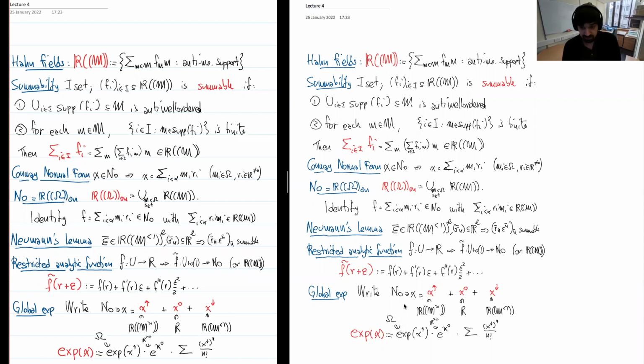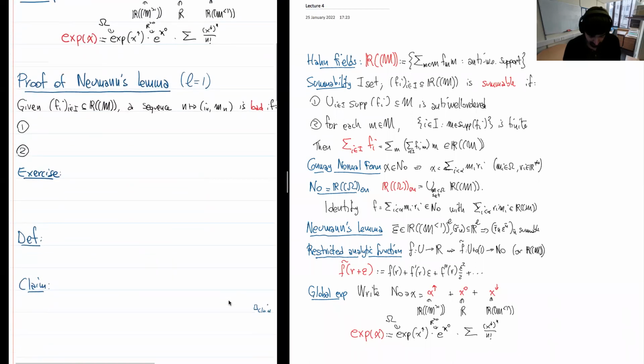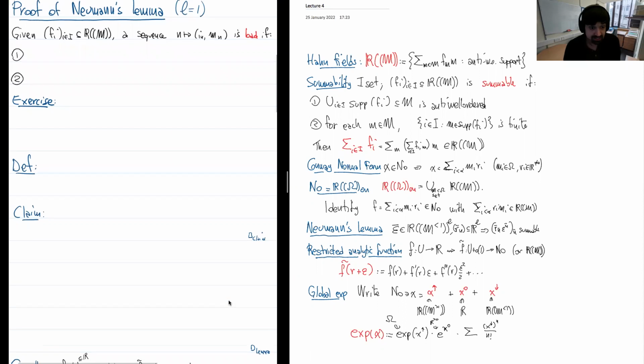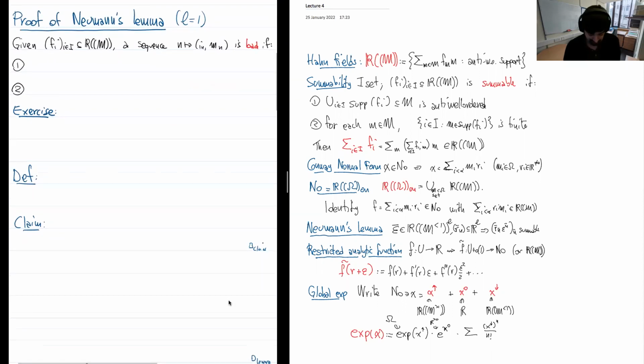Okay, and then there's global exponentiation, but we're going to come back to this later. First, we should do this Neumann lemma. So let's see if I can give you a solid proof in a single page. Okay, oh, too much. All right.